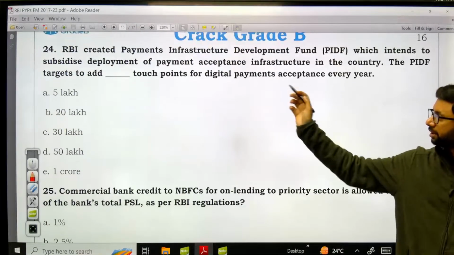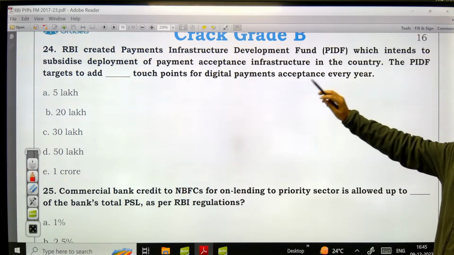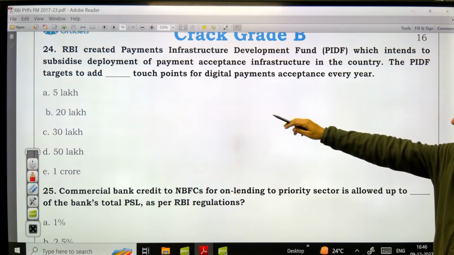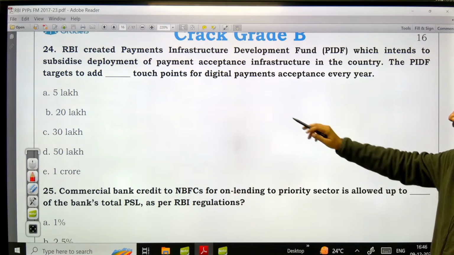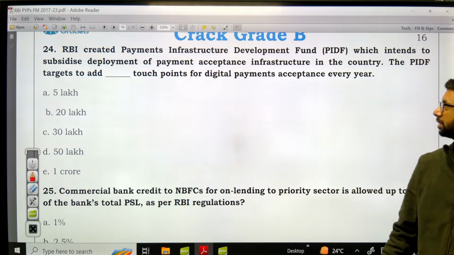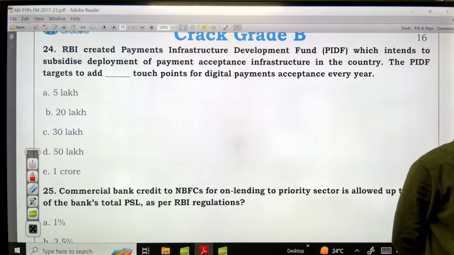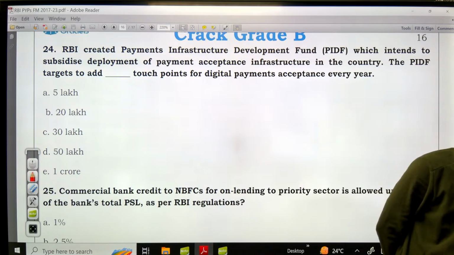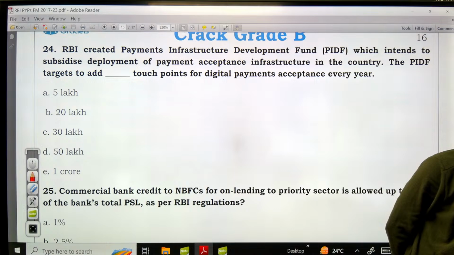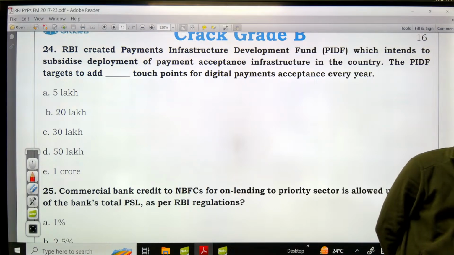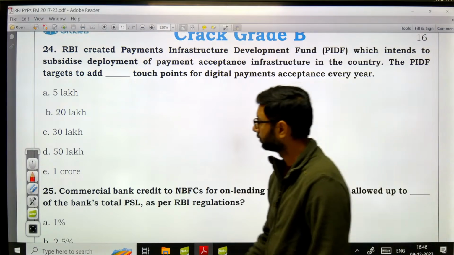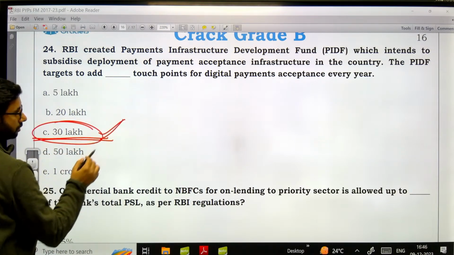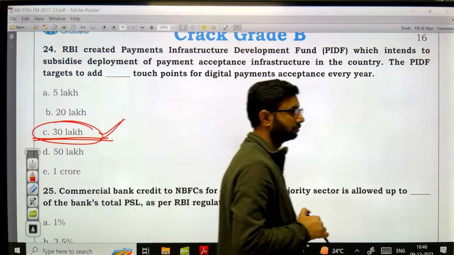RBI created Payments Infrastructure Development Fund, which intends to subsidize deployment of payment acceptance infrastructure. The PIDF targets to add how many number of touch points to digital payments acceptance every year? If you would have read the notification with respect to this, 30 lakhs would have been the correct answer.